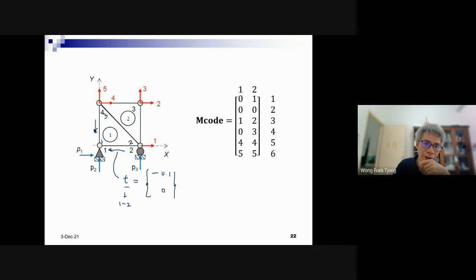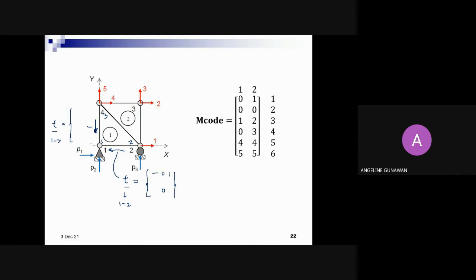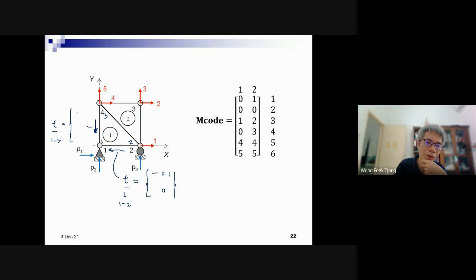How about the traction alongside 1, 4, which is 1, 3 in local numbering? So the surface traction alongside 1, 3 is, can you write? What's the first component? 0. Yes, no x component, but only a y component. Minus, because it is opposite to the y direction, right? The y direction is positive here, so this is opposite.